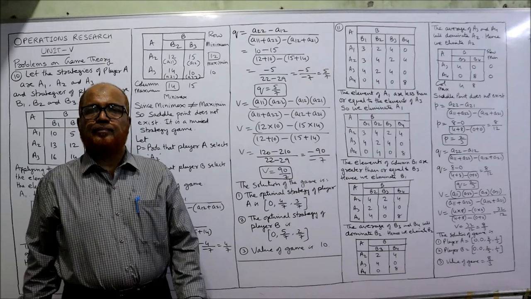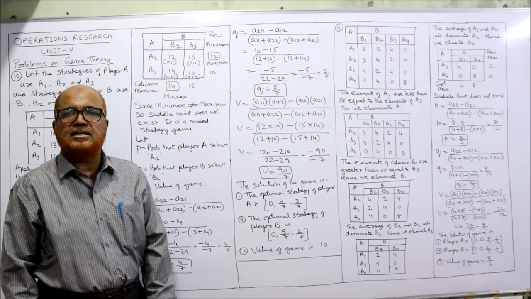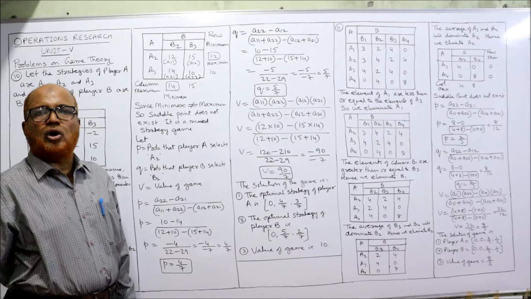1 minus 4/7 is equal to 3/7. Or simply you can see 7 minus 4 is 3. So 3/7 is the probability that player A will select A3. Right? So ultimately the optimum strategy for player A is 0, 4/7, 3/7.